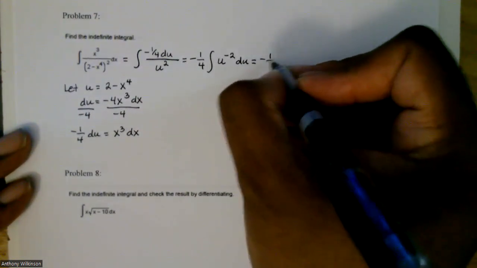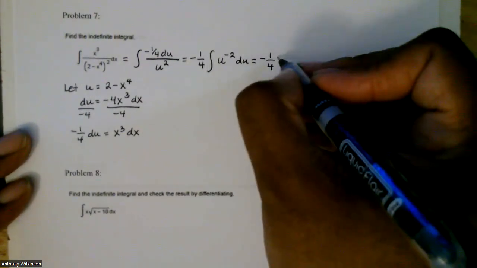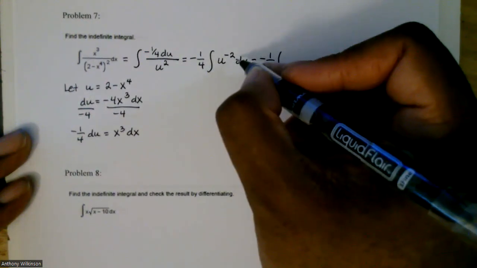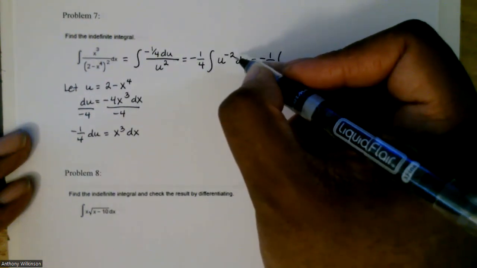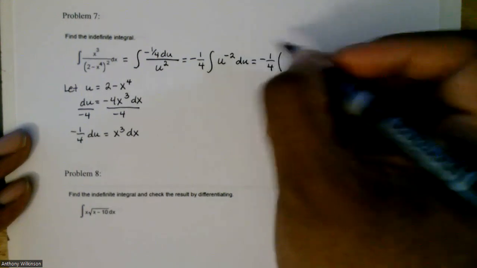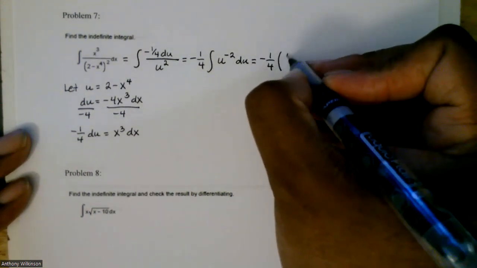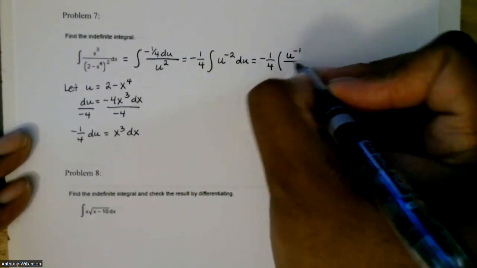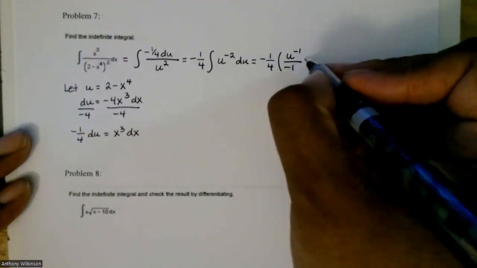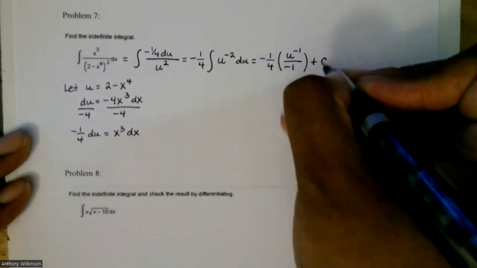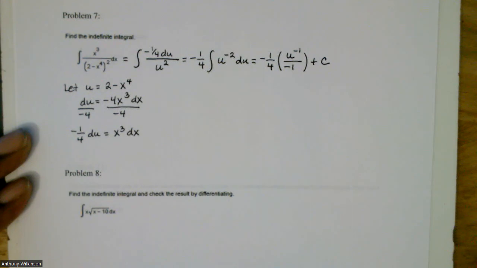So now I'll have -1/4. And in this case, for u to the -2, if I integrate that, I increase the power by 1. So -2 plus 1 will be -1. So it'll be u to the -1 divided by the new exponent of -1, and then plus c.